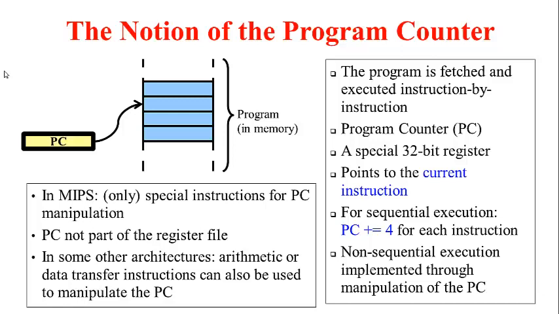In some other architectures, the program counter is also part of the regular register file, and we can have arithmetic or data transfer instructions involving the PC. However, in MIPS, the PC register is not part of the register file, which means that you cannot, for example, use add or load word instructions directly with the PC as one of the operands.